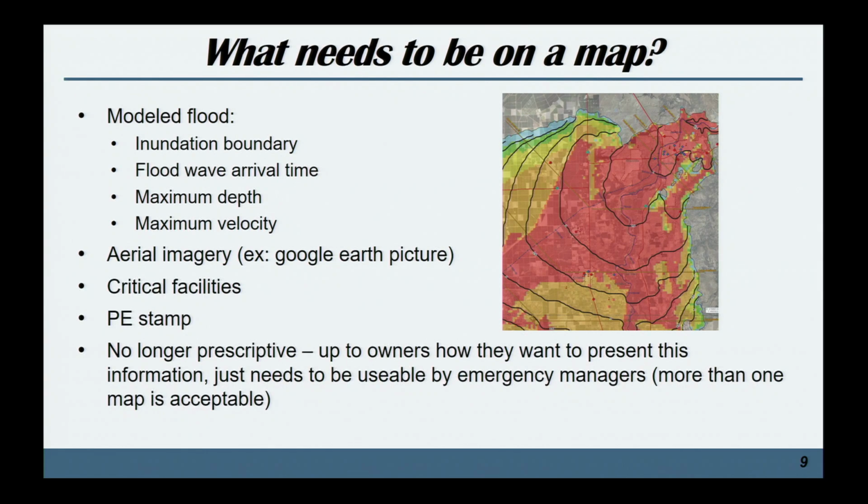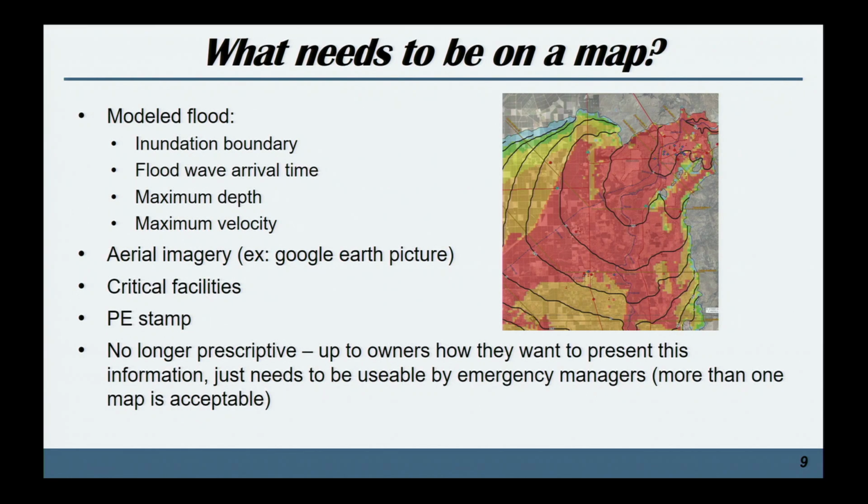The main components that need to be on an inundation map are the inundation boundary, the flood wave arrival time, the maximum depth, and the maximum velocity. Aerial imagery also needs to be on the map, and critical facilities, which are defined in the regulations. Those are facilities that are downstream that could be in the inundation area.